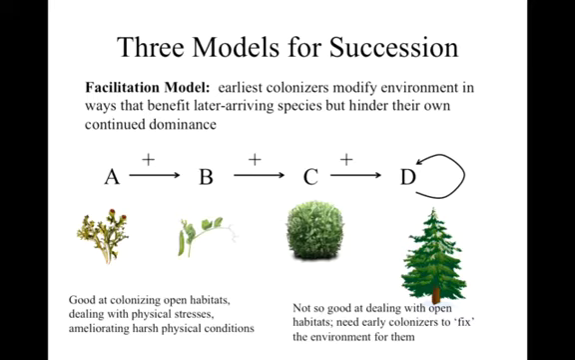Again, those early colonists, species A and species B, are good at colonizing open habitats, habitats that haven't got a lot going on. They tend to be good at dealing with physical stresses and ameliorating harsh conditions. The final climax community species are not necessarily good at dealing with open habitats, physical stress, limited nutrients, or low water. So they need those early colonists to fix the environment. What the later colonists are good at is competition and out-competing the earlier species. They take over. The big trees can shade out a lot of the other stuff, so they are the ultimate winners in competition.